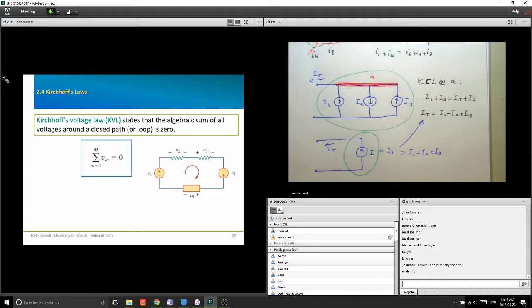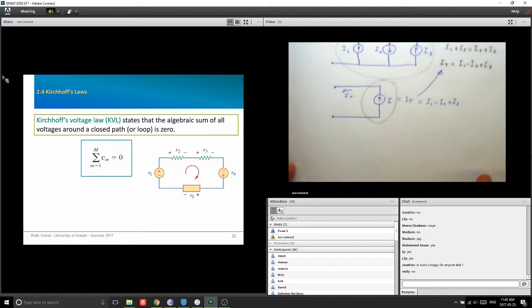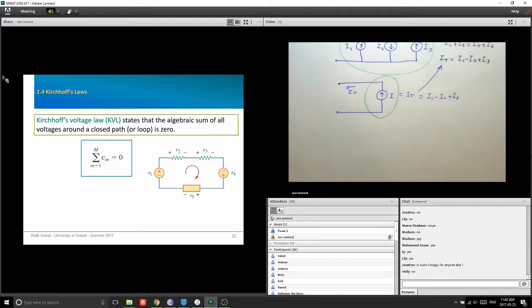So that's called a closed path or a loop. A circuit here where you have 2 volts, 2 resistors, and an extra element. We don't really know what it is.